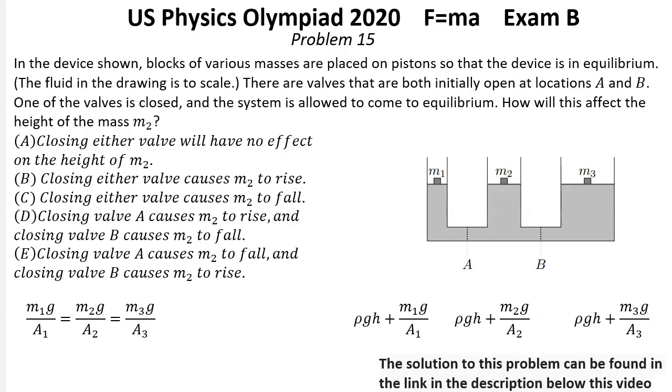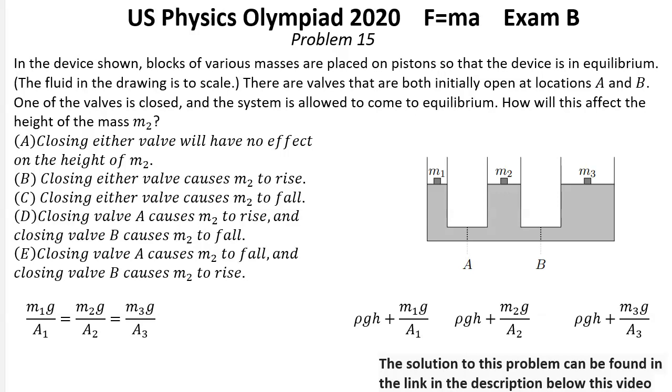Now, if we close valve A, the condition for equilibrium in the right two tubes is M2g over A2 equals M3g over A3, which is already met. So these tubes remain in equilibrium. The same applies to valve B. In other words, the pressure is the same to the left and right of the valve. So closing the valve doesn't affect the equilibrium.